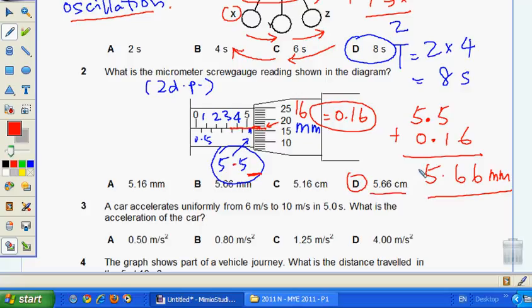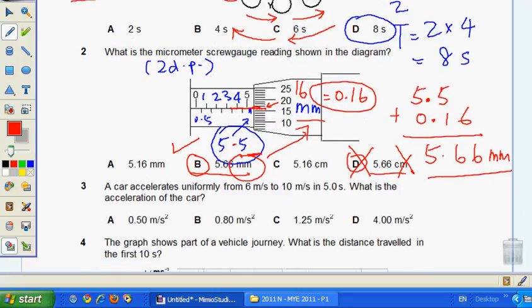Okay, is it D? Please take note, just now we started with saying that the micrometer is in mm, and this answer is in cm, so this is wrong, so it cannot be D. So the best answer in this case is actually B, right? Because B is 5.66 and the unit is in mm, which corresponds to a micrometer screw gauge reading. So the correct answer should be B. Okay, so let me move on to question 3.